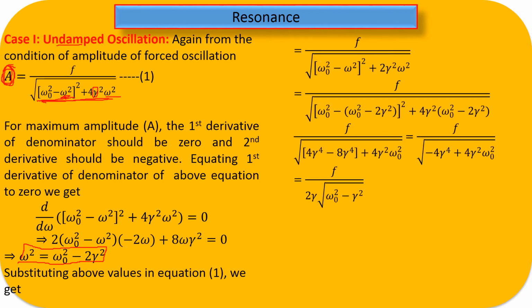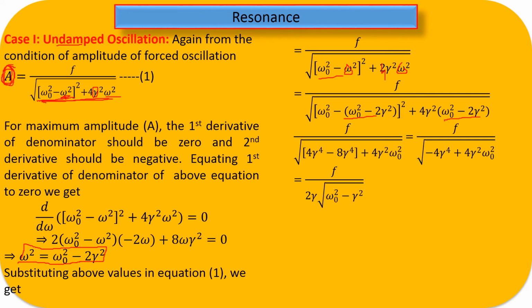All right. So now this is what I have done over here. This is your equation: A equal to f upon the square root of omega naught square minus omega square, whole square, plus 4 gamma square omega square. This is the value that we have got over there. Now I'm going to substitute the value of omega in both places. So this is what I have done, I have substituted this value over here, and again I have substituted the value over here.